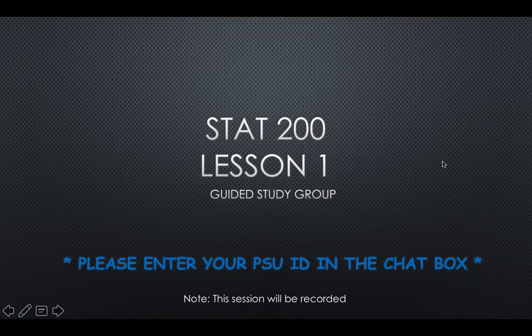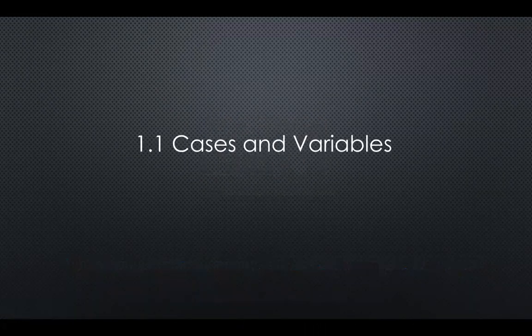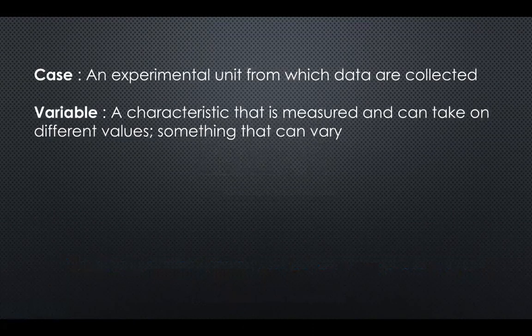Alright, so this is Stat 200 Lesson 1. So first, cases and variables. A case is an experimental unit from which data are collected. Typically, cases are people. And a variable is a characteristic that is measured and can take on different values, something that can vary. There's two different types of variables we're going to discuss, quantitative and categorical, but for more on that later.